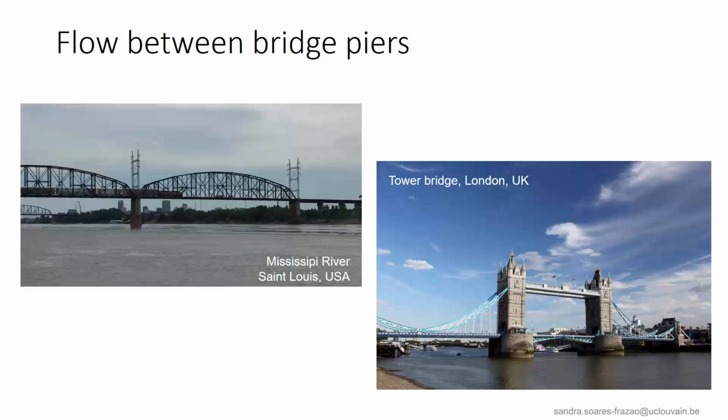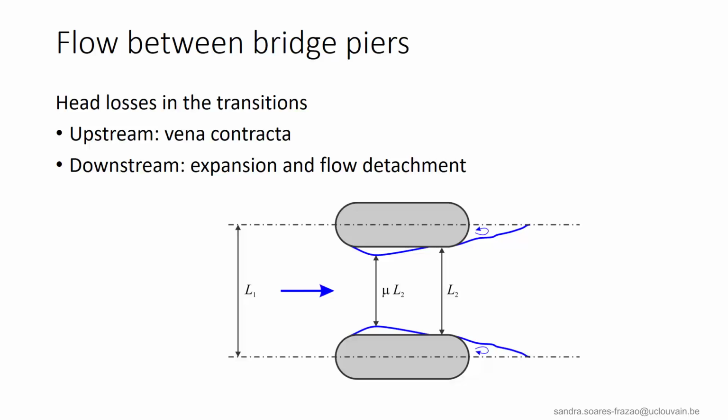Another application of flow contraction is the flow between bridge piers. This contraction might appear as negligible in some cases, but in some other cases, these bridge piers can reduce significantly the river width. We will analyze this situation based on this sketch, considering a pair of bridge piers at a distance L1 from each other, and a local narrowing L2, with an additional contraction mu L2 if the design of the piers is such that it induces a local flow detachment.